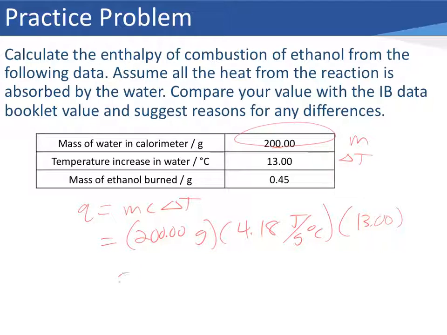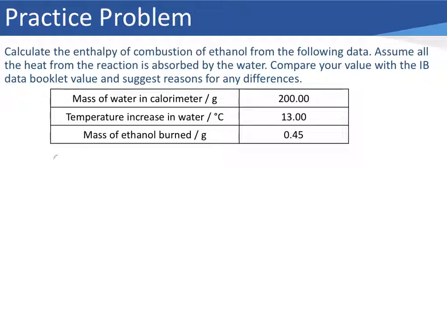And my calculator tells me that Q is 10,868 joules. Let's think about units. Grams cancel, degrees Celsius cancel. Oops, that's degrees Celsius, it cancels. We're left with joules. So we have Q equals 10,868 joules. And I want delta H.